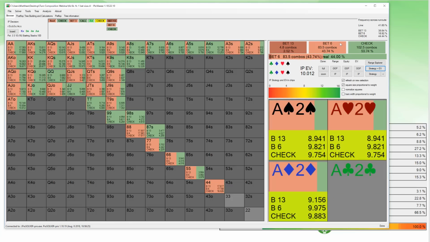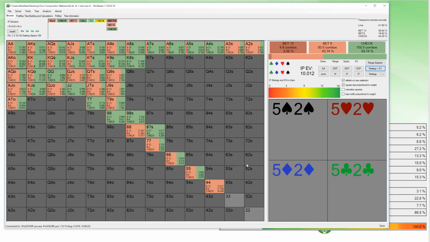But the key concept here is that we're using the smaller sizing because of our equity advantage. And we're using the smaller sizing, but we're going to start checking back more because of that nut advantage that the big blind has. So this is an example of having an equity advantage, but not having a nut advantage. So those are two big properties, nut advantage and equity advantage. And that's kind of going to be the theme of it.